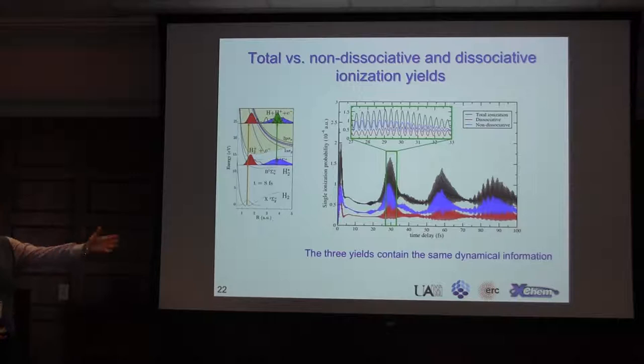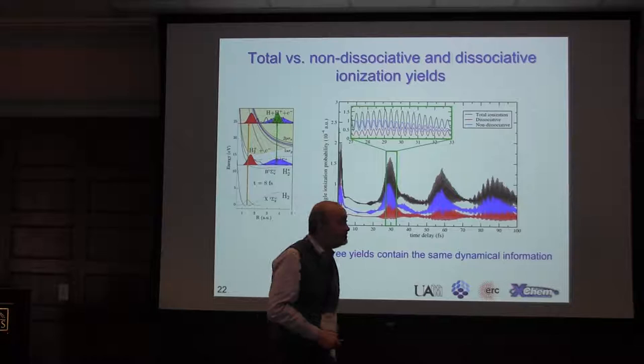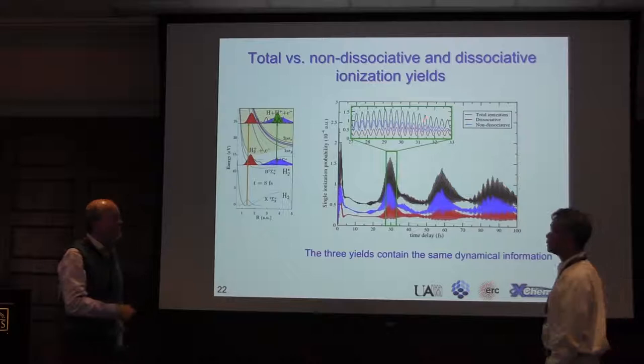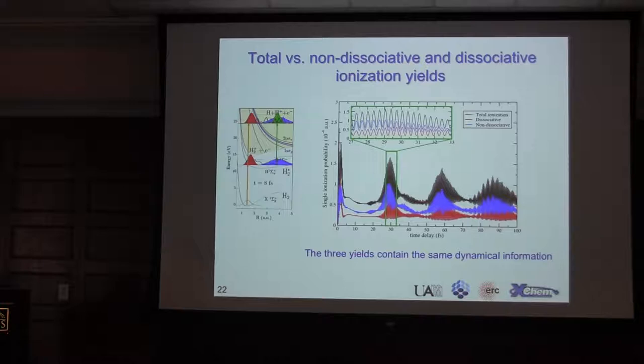Your intensity is 10 to the 12, roughly, right? 10 to the 10. Well, this is 10 to the 10, what we use, or around 10 to the 10. I don't remember if it's exactly 10 to the 10. Of course, if you increase the intensity, you get higher probabilities. So, in the case of total ionization yields, I think this is perfectly measurable.